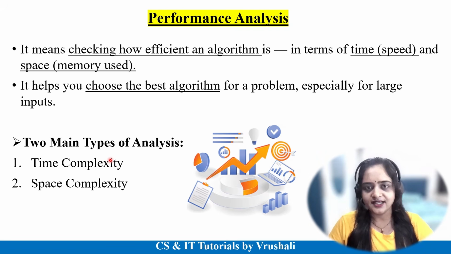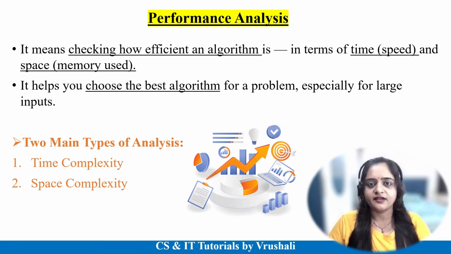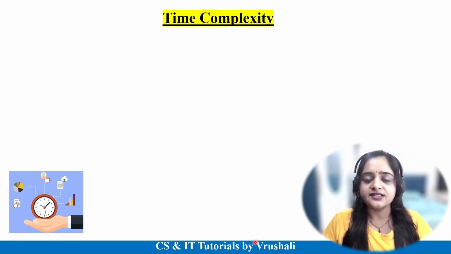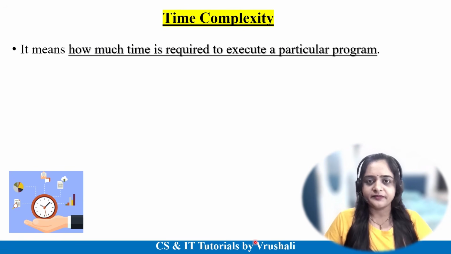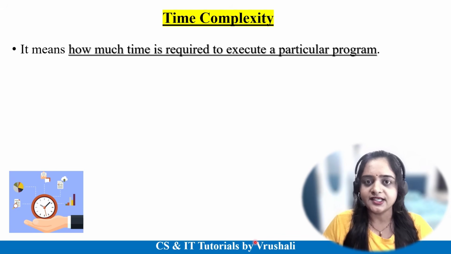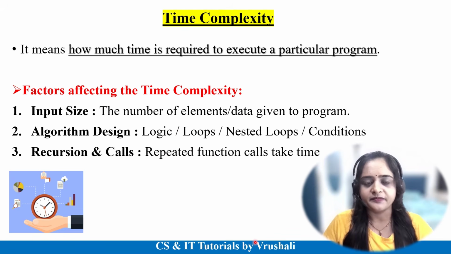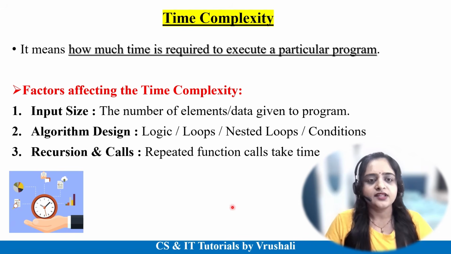Now let's understand in detail. The first topic is what exactly time complexity is. Time complexity means how much time is required to execute a particular program. Now there are multiple factors which affect the execution time of your program. First, there is the input size, meaning how many inputs you have passed to your program. The execution time depends on that also.